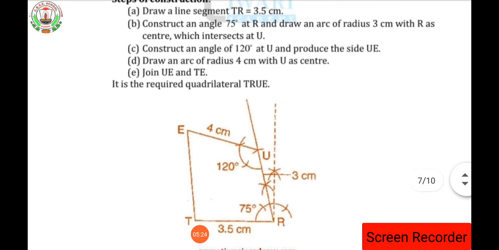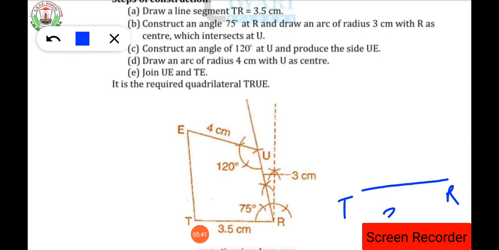So here we are having. So first of all, what we are going to do, our first step is drawing a line segment of measurement 3.5 centimeter with the help of your scale. So label it as TR and measurement is 3.5 centimeter. Up to here, clear everyone?